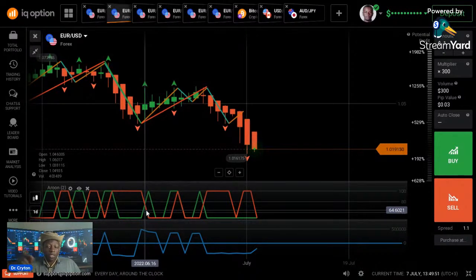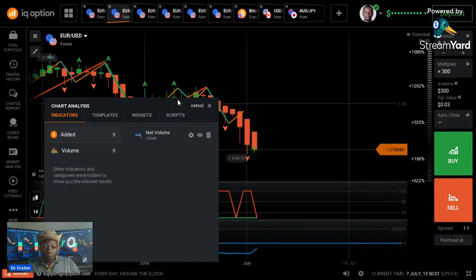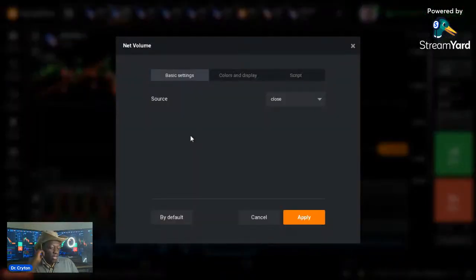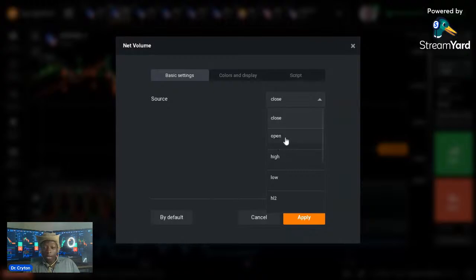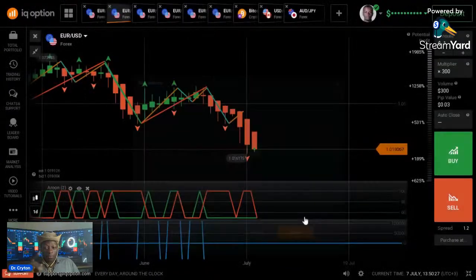There are two types of net volumes: net volume open and net volume close. You're going to be using net volume close. Go to indicators, type in net volume, and once it comes up, you can click on it. Because I already have it in my setting, that's why it comes very fast. But once you type its name, before you finish the name, you'll be seeing it. Once you click on the source, you have open, high, low, and so on, but I recommend net volume close, and I will be explaining how to use it and how to set up all this in the next video.